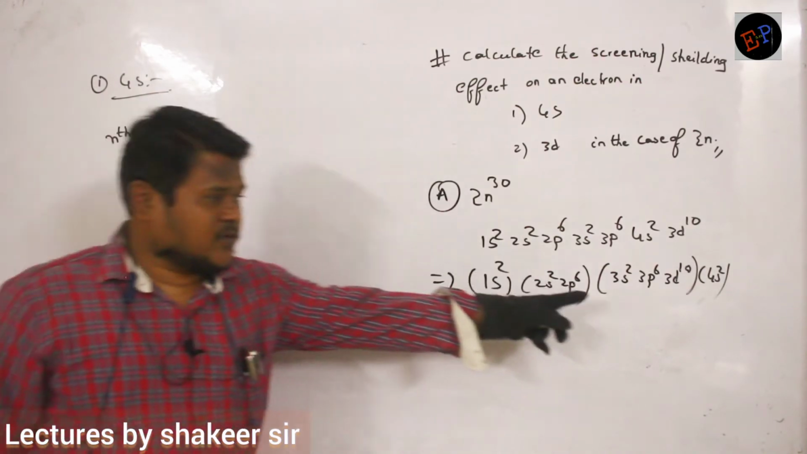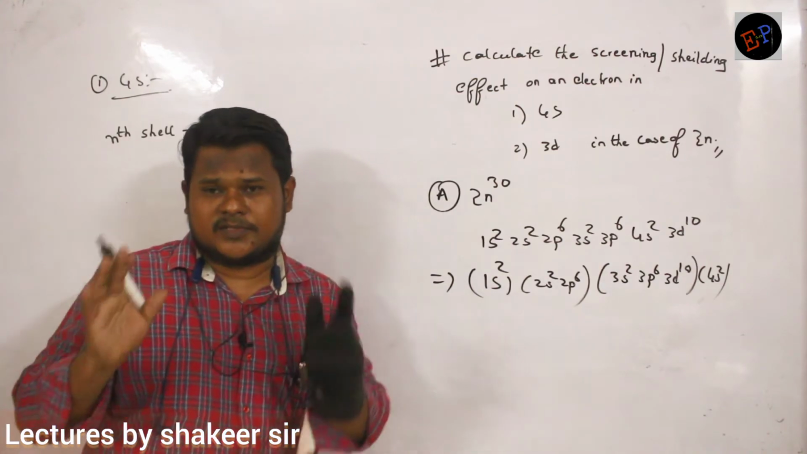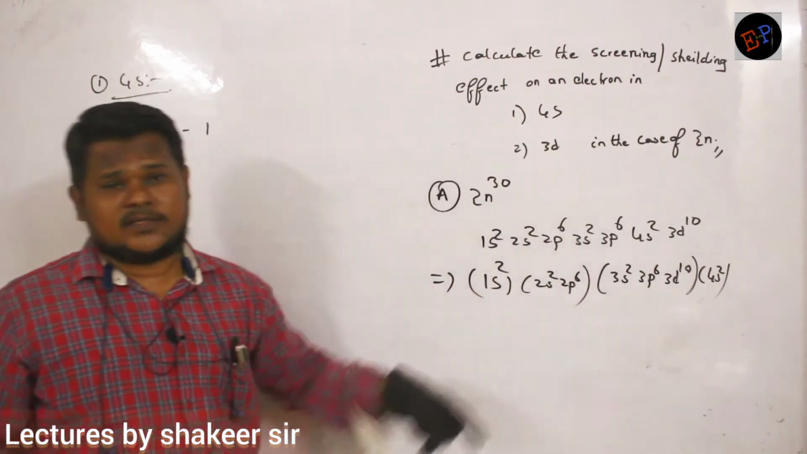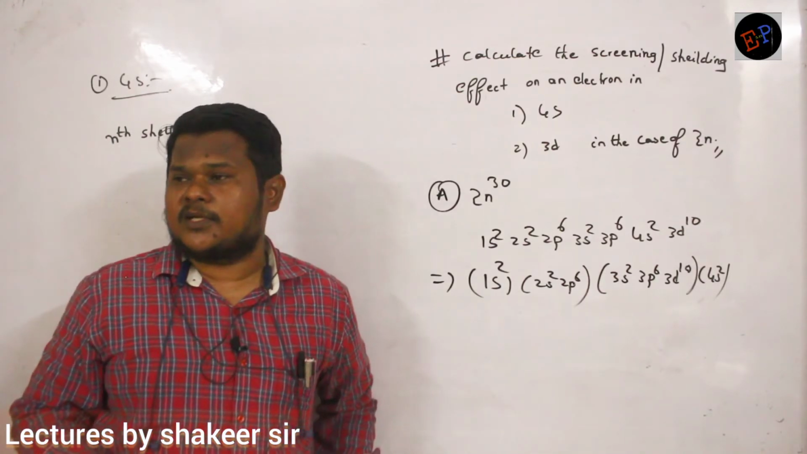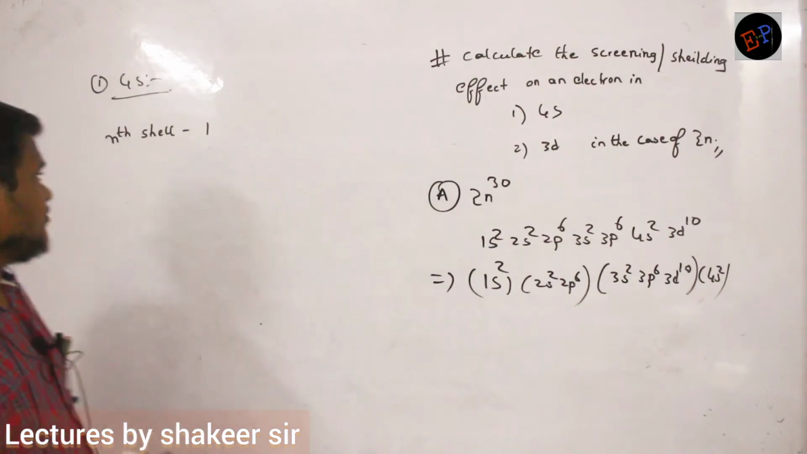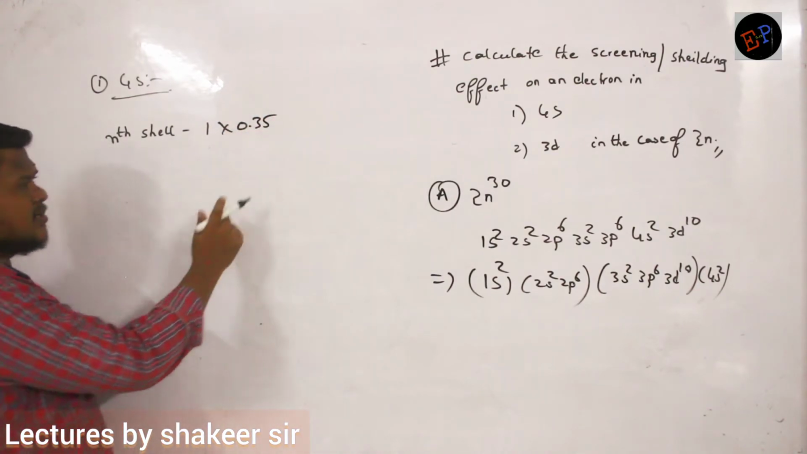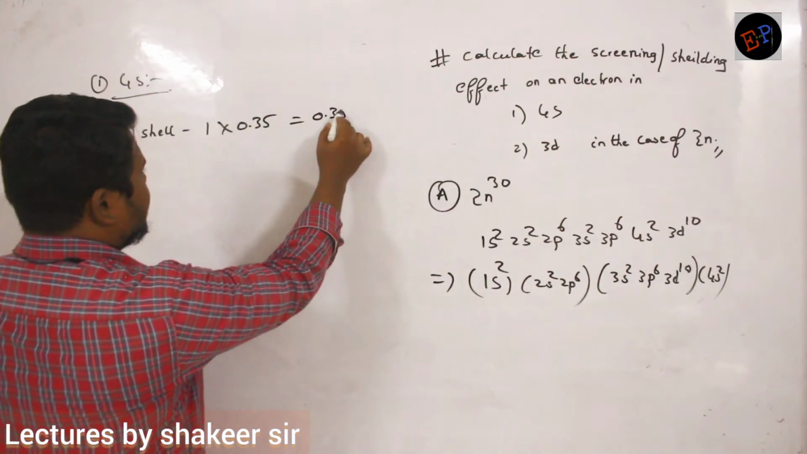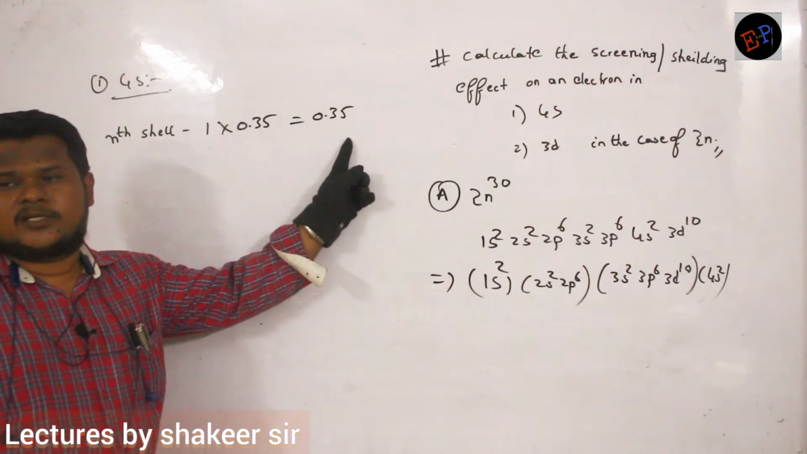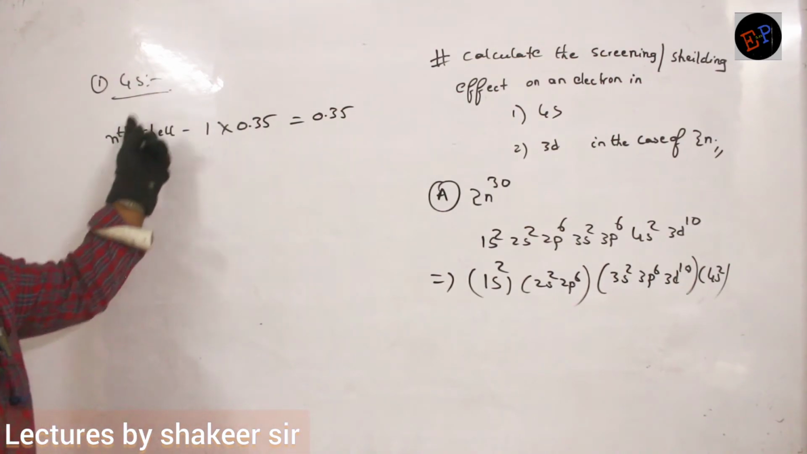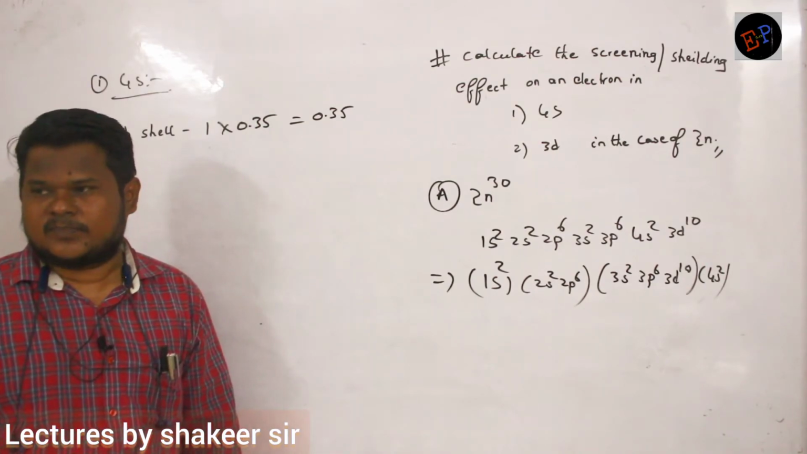And this is the ns np series. So in the ns np series, if an electron is present in the same nth shell, what is its contribution to the shielding constant? 0.35. So I will write 1 into 0.35, that is 0.35. That is the contribution to the shielding constant because of the other electron present in the nth shell, the 4s subshell. Is it clear?